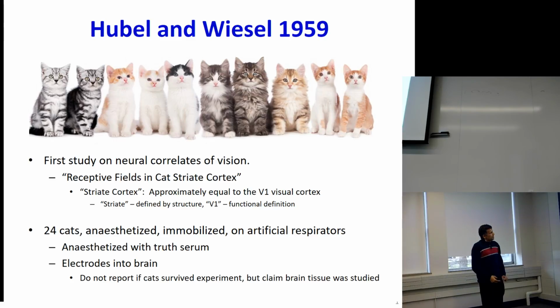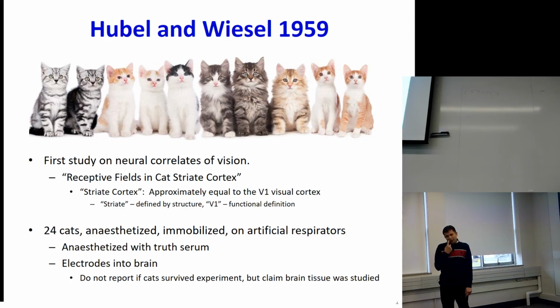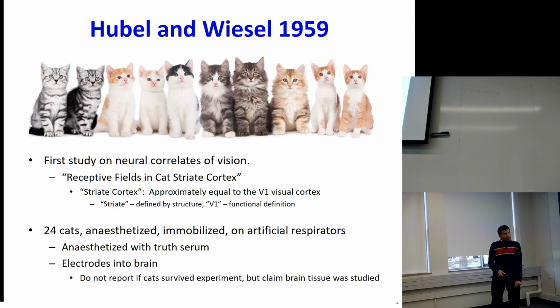Now, for this study, they actually got a bunch of 24 cats, anesthetized them using truth serum, which is sodium pentothal, immobilized them, put them on artificial respirators because if they didn't, they would die, and then they stuck electrodes into their brain. Now, after all of this, they don't actually tell us that the cats survived the experiment, but they do tell us that afterwards they studied brain tissue. So they leave the rest to your imagination, right?